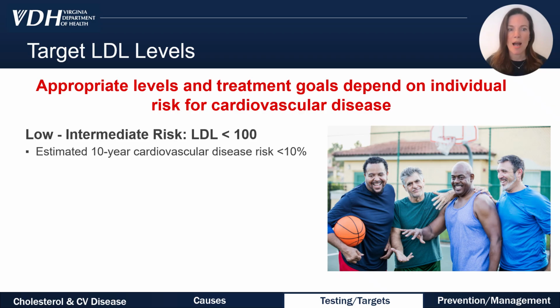These are people who have an estimated 10-year cardiovascular disease risk of less than 10%. We'll talk in a minute about how that is estimated.